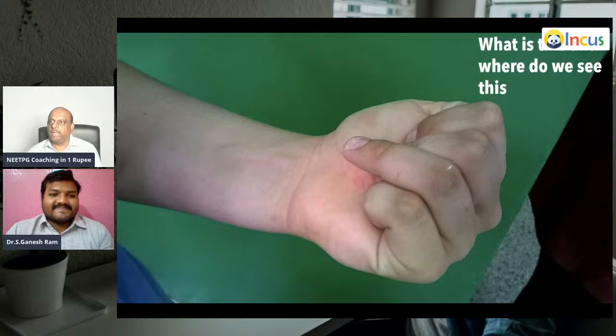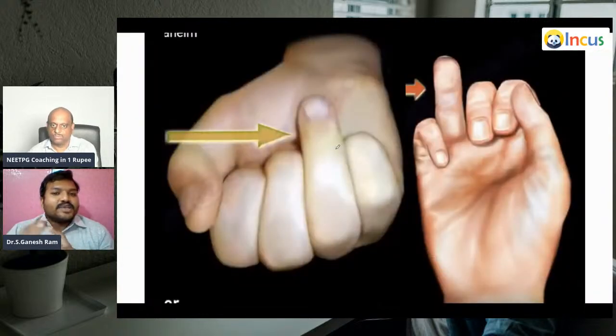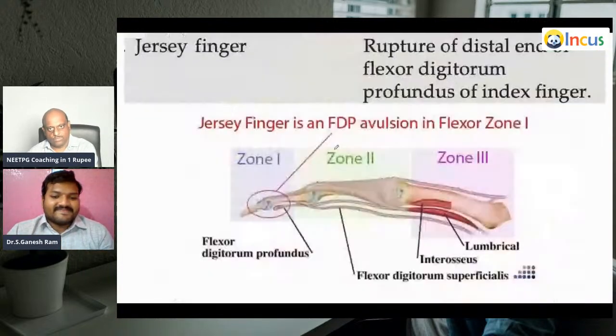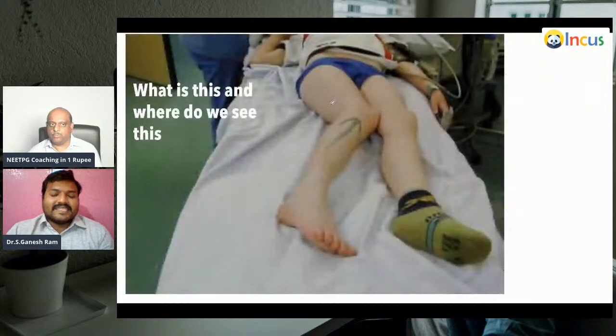Great. And where do we see this? So this is the jersey finger. Here the patient is unable to flex the DIP. You can see he can flex the other DIPs, but only the ring finger is not able to flex the DIP. So it is kept in extended position due to FDP rupture. Great. Then, so it is the FDP avulsion. That's very important to remember.